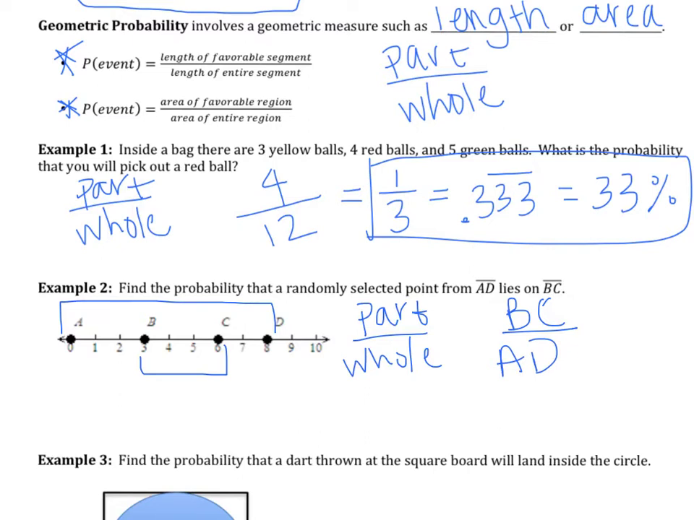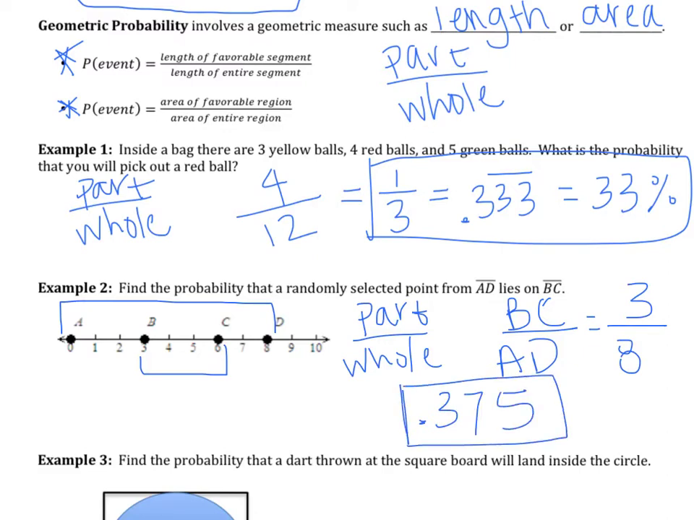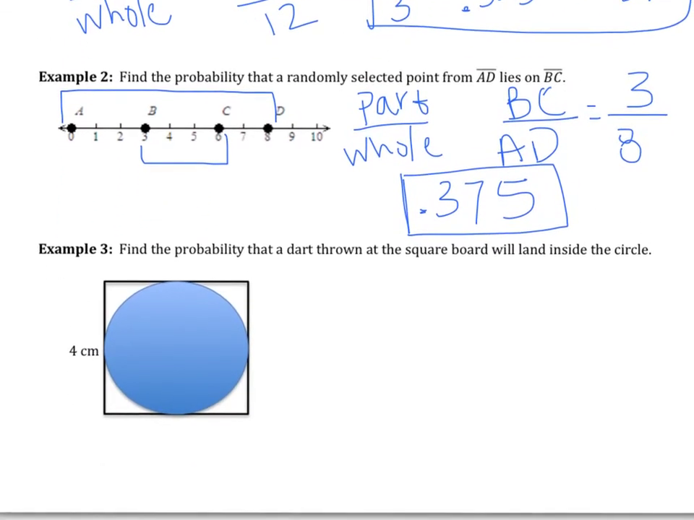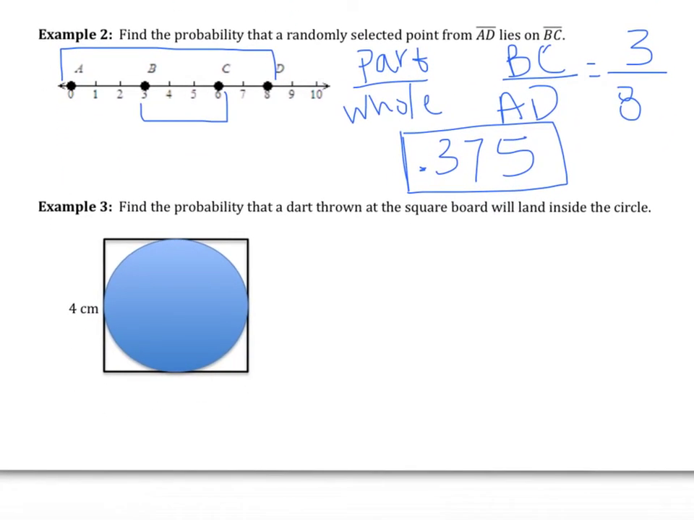BC is from 3 to 6, which is 3 units long. AD is from 0 to 8, which means it is 8 units long. If I plug that into my calculator, I get 0.375 is the probability that a randomly chosen point will be on BC. Okay, let's go to our third example, which is dealing with area. It says, find the probability that a dart thrown at the square board will land inside the circle.